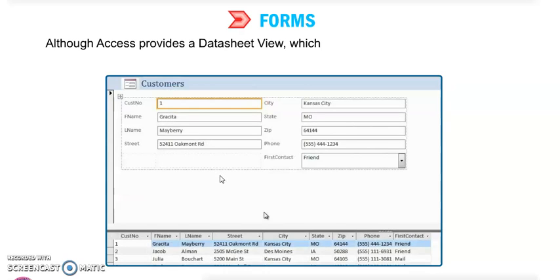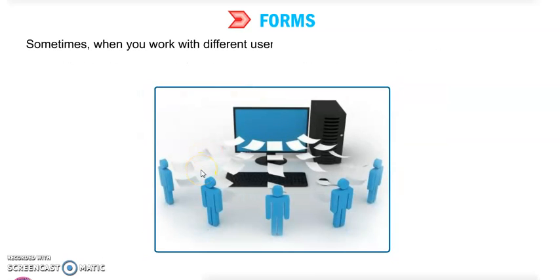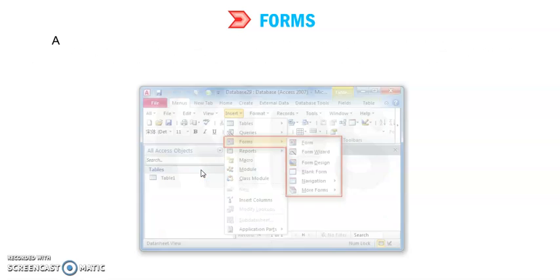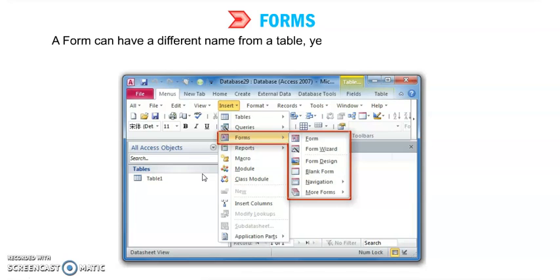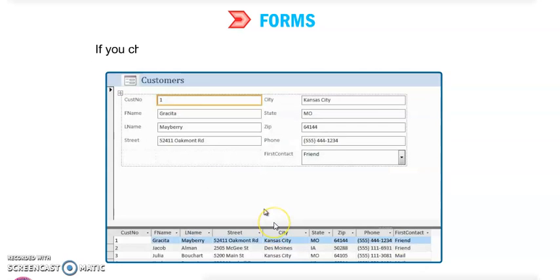Although Access provides datasheet view, which is a convenient way of entering data, it is not an appropriate tool for every data entry situation. Sometimes when you work with different users and do not want to expose your confidential data, you may choose to use an Access form to create a more user-friendly interface. A form can have a different name from a table, yet a form manipulates the same information and data. If you change a record in a form, it will be reflected in the table also.